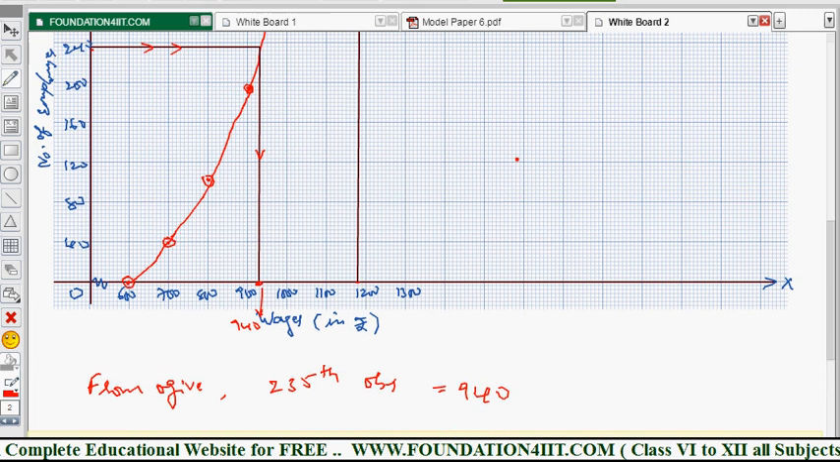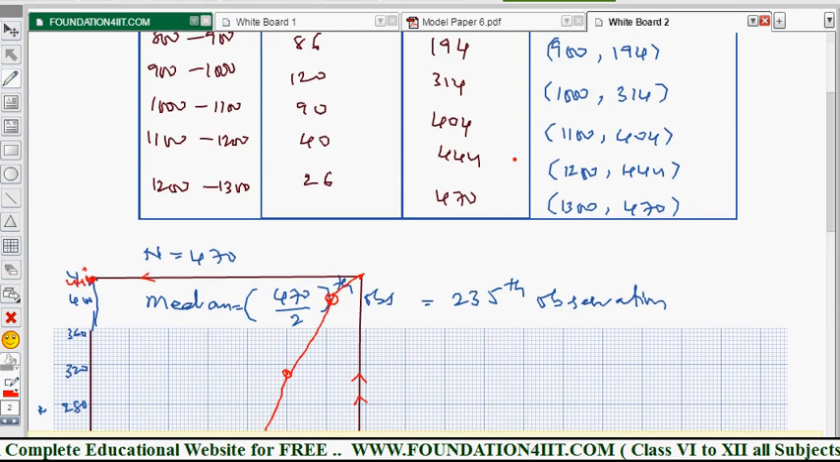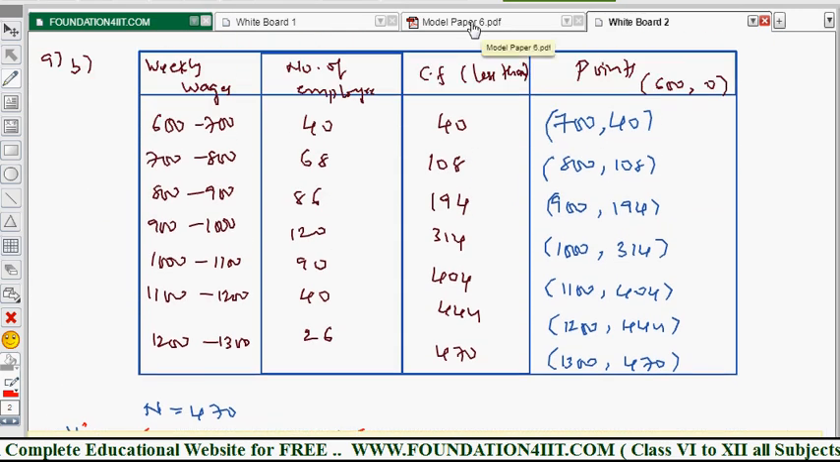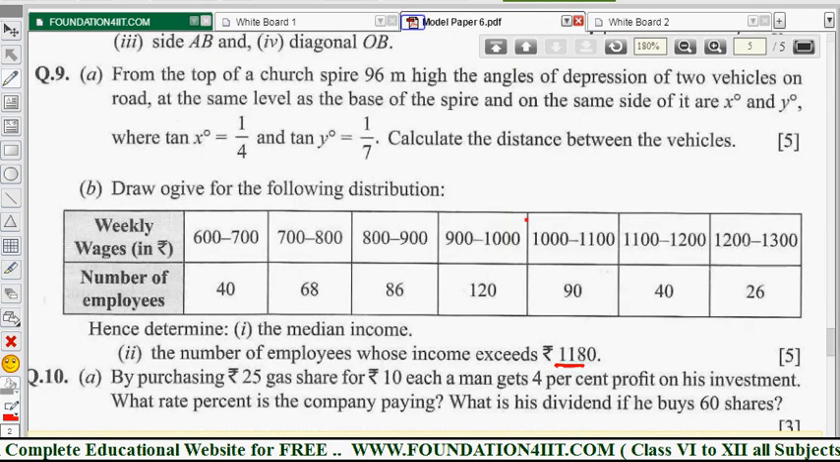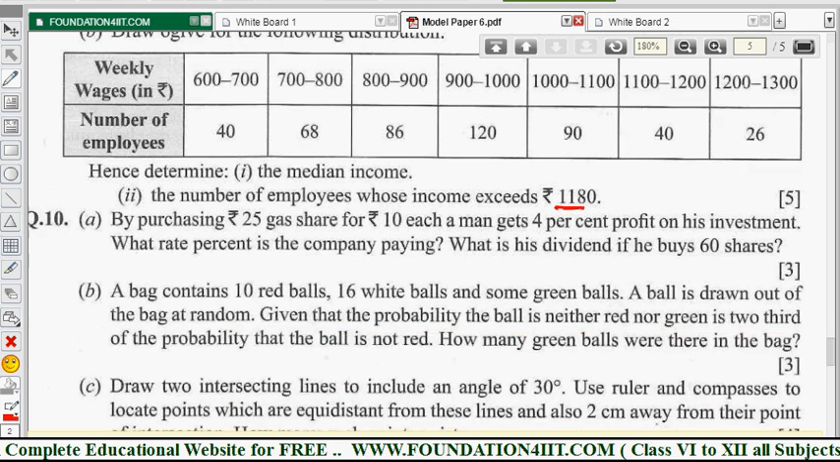Okay, the graph should be done carefully, and from the table only you can make the graph. Okay, this is about this question. Now let us see the next question and solve those problems.